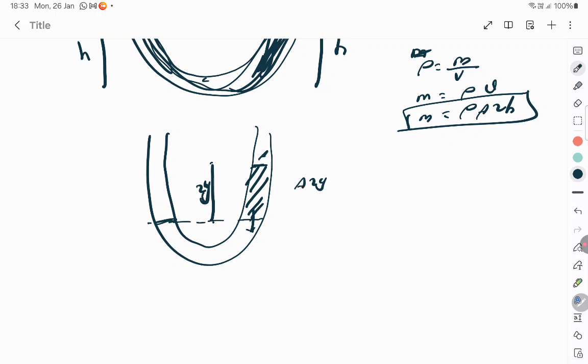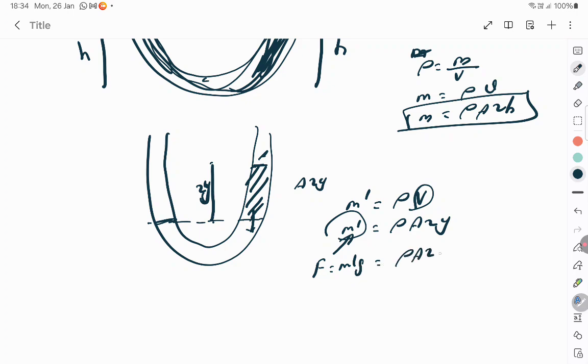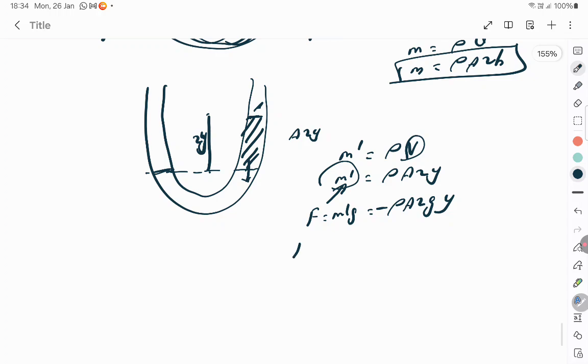That's the volume, but I need the mass of the fluid which is going to push it down. Density is mass by volume, so mass is density into volume, which is the new volume of water. The density of the mercury remains the same, but the volume is A into 2y, and that is a new m dash, which is responsible for the restoring force. But I've got only m dash here. To convert it into force, it is m dash into g. So it's rho A 2 g y. Because it is a restoring force, I put a negative sign.